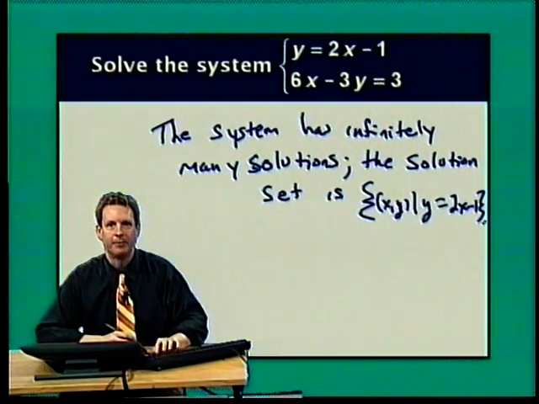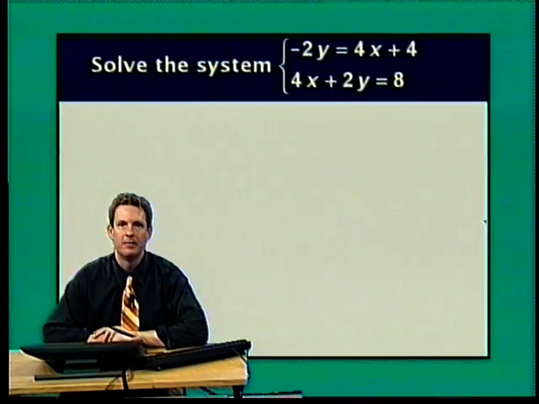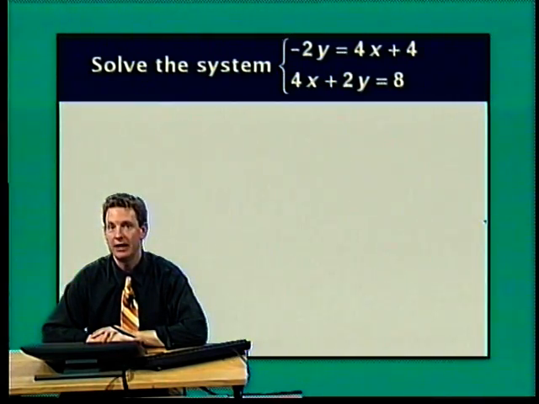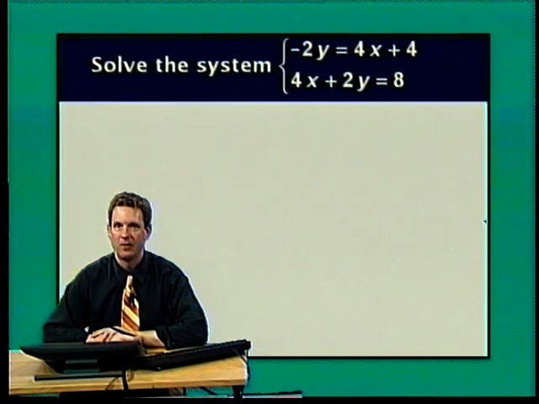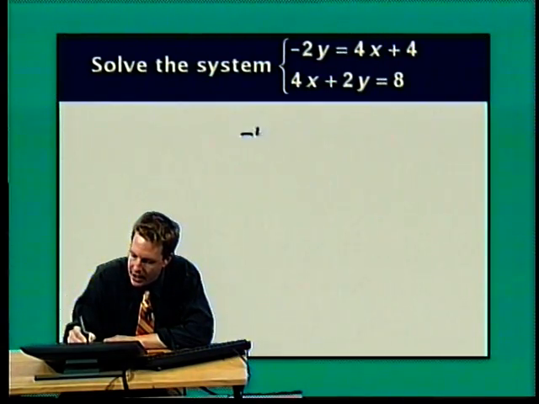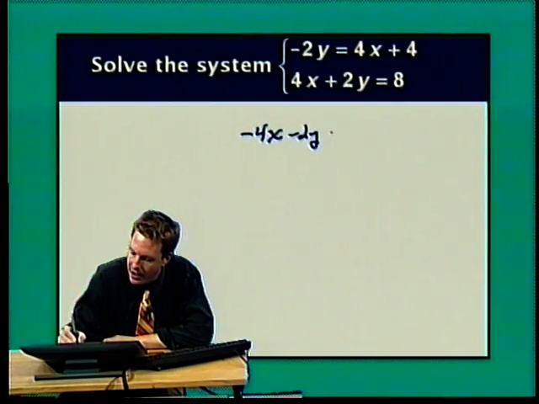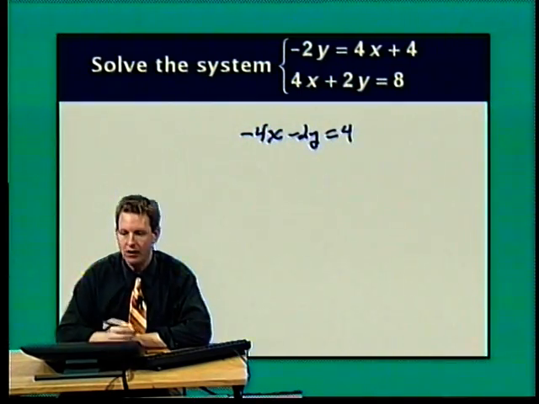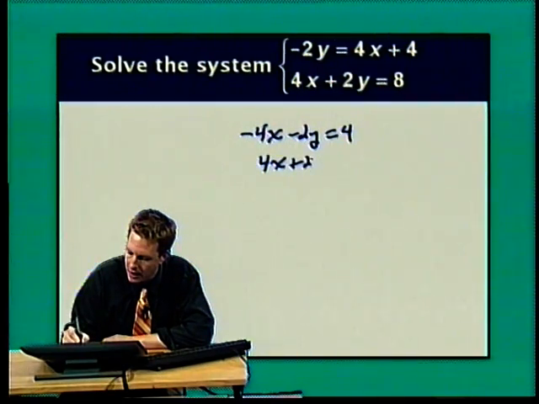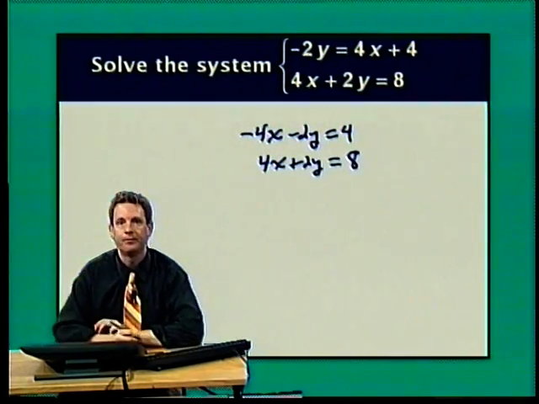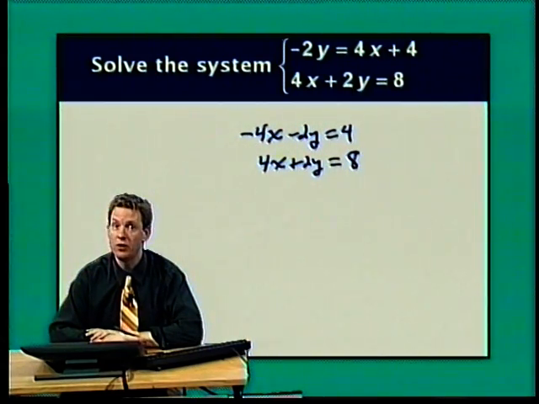Let's do another example. Let's solve the system negative 2y equals 4x plus 4 and 4x plus 2y equals 8. This time, I think I'm going to use the elimination method. So I'm going to begin by writing the first equation in standard form, which entails subtracting 4x from both sides of the equation. When I do that, I get minus 4x minus 2y equals 4, and my second equation is 4x plus 2y equals 8. If I just go ahead and add the two respective sides of the equations together, the x's will be eliminated.